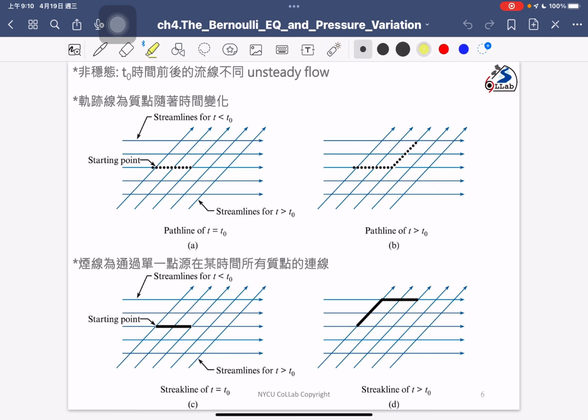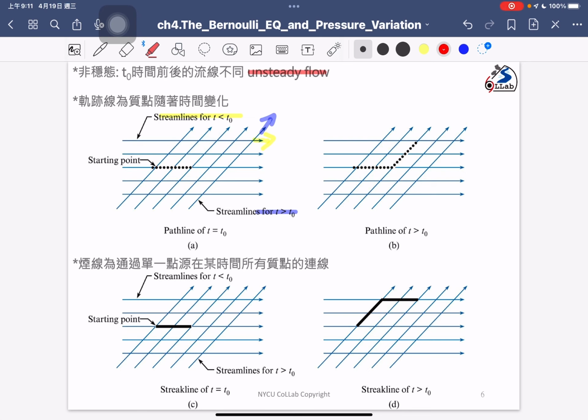You see the streamline for the time point less than t0, and the streamline direction goes to the right. But when the time point is larger than t0, we change the streamline direction to the top. Okay, so you understand the streamline changes as time changes. In that case, we call that unsteady flow, because the streamline changes at a different time point. So the flow is unsteady. That means the physical properties will change with time.